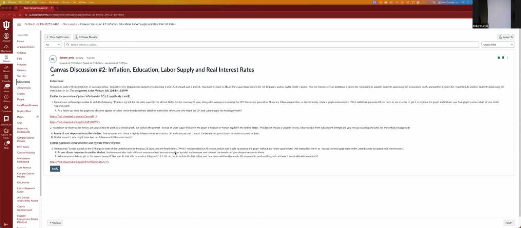So some of the examples of this could be personal loan rates versus the federal funds rates. There's a list of things that could be used to measure the real interest rate. Compare and contrast the variable that it selected for you, compared to someone who had a different one. Okay. So that's the Canvas discussion. If you have any questions as you're working through it, feel free to reach out.